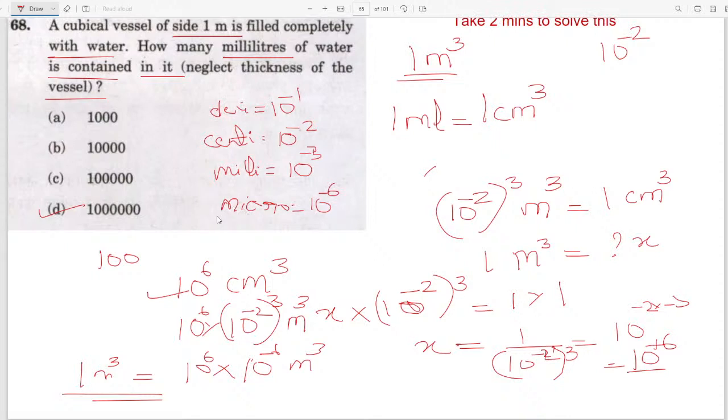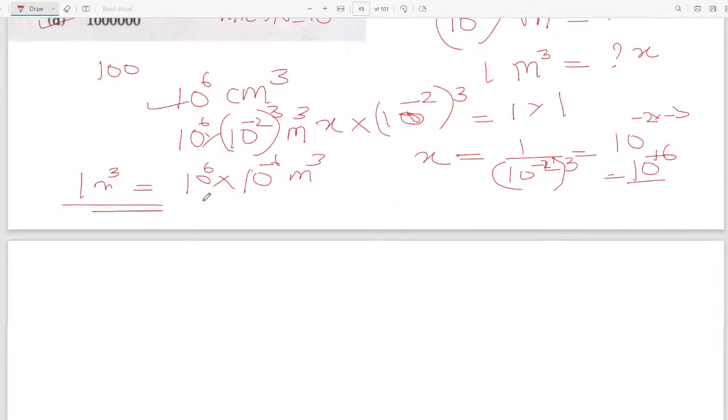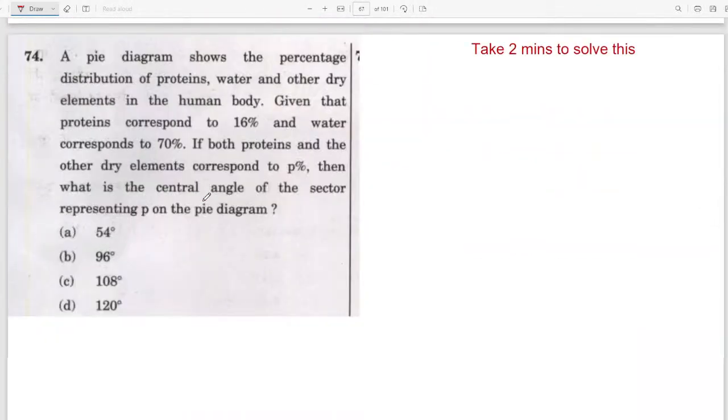So if things are clear, we'll move to the next question. So take 2 minutes to solve this question.